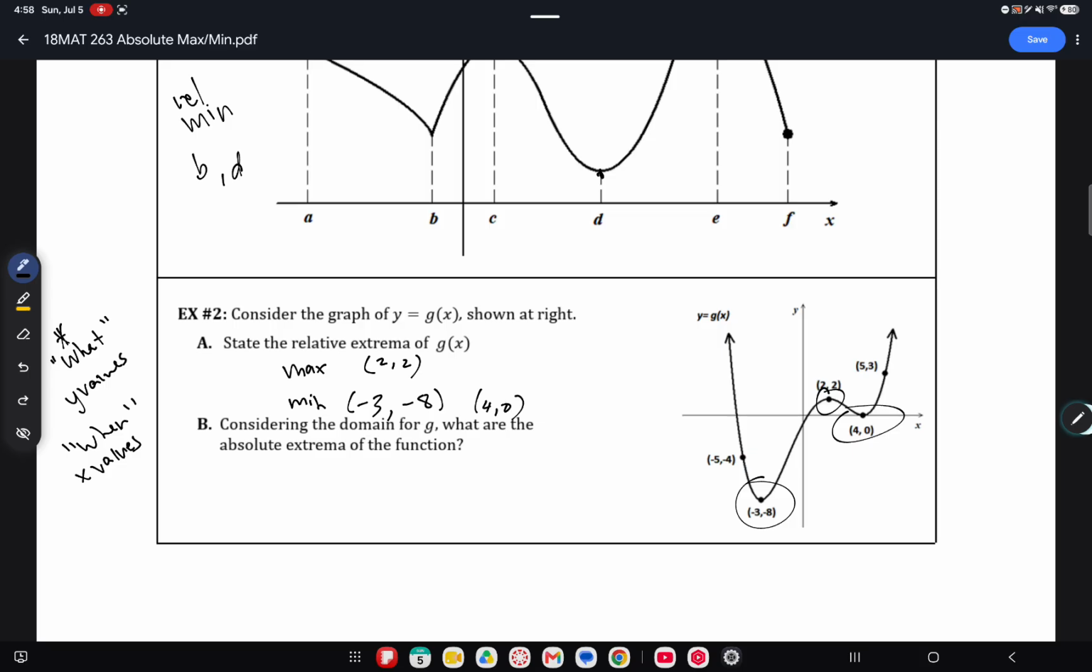Considering the domain, what are the absolute extrema? Because the domain goes off to positive infinity, we will not have an absolute max. But I do think we have an absolute minimum. If I look on the graph, there is a lowest point, at (-3, -8). All right.